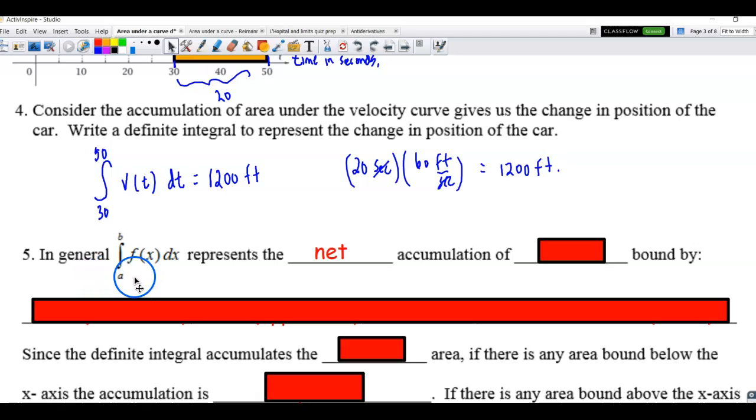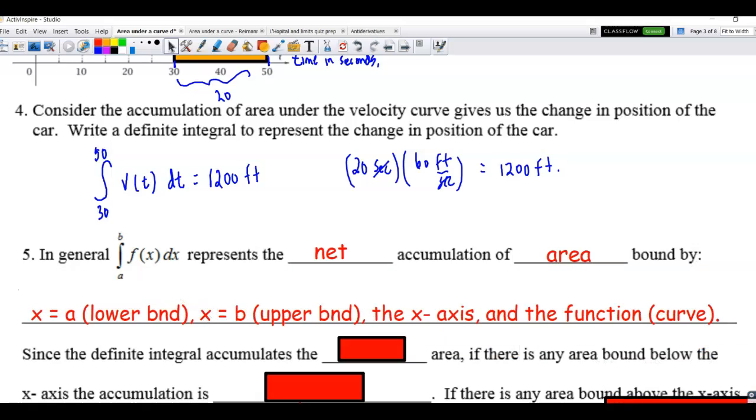So in general, the definite integral from a to b of f of x dx represents the net accumulation of area bound by, so the enclosure, the region that sets the area up for us, x equal to a. So we start at the lower bound of a. We stop at the upper bound of b. The x-axis is one of the bounding curves. It could be the ceiling, it could be the floor. And the function, the curve itself, is another boundary of the region that we're going to find the area of.